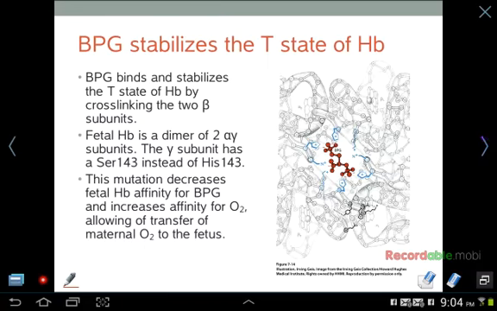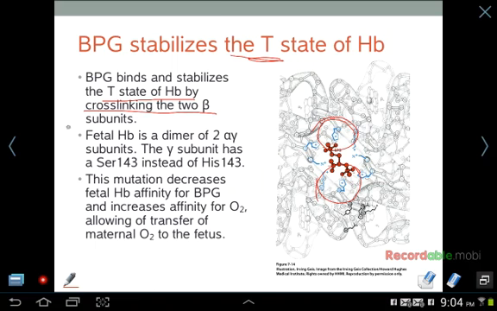Now, another cool thing is a molecule called BPG. BPG also stabilizes the T state, so that's the deoxy state of hemoglobin. Now, BPG binds and stabilizes the T state by cross-linking the two beta subunits. So we have cross-linking at 143 and 143 of both of the beta subunits.